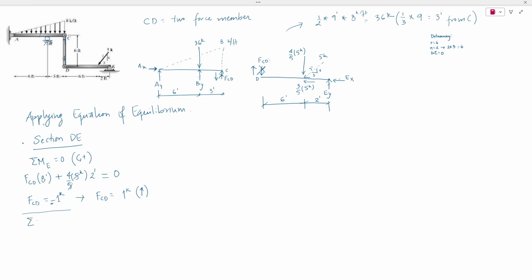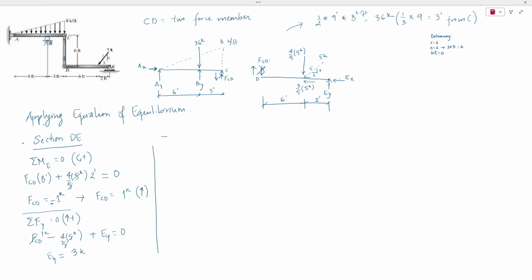Moving forward, if we take summation of all the vertical forces in member DE to be 0, considering upward force is positive, then we can start from point D. We have upward FCD. We just corrected it based on the value we got. We have the vertical component of 5 kips acting downward, and we have the vertical reaction at E. We just calculated FCD to be 1 kip. Therefore, the vertical reaction at E would be equal to 3 kips.